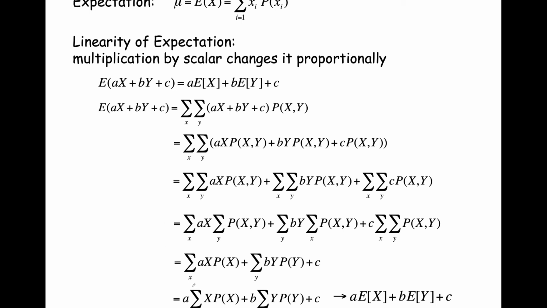So I look at this, and I say, oh, wait a minute. Well, x times p of x summed over all values, that's just the expectation of random variable x. Likewise, the sum for all values of y times p of y, that's just the expectation e of y. So I make that replacement. I have a e of x plus b e of y plus c. And there's my statement that I set out to prove.